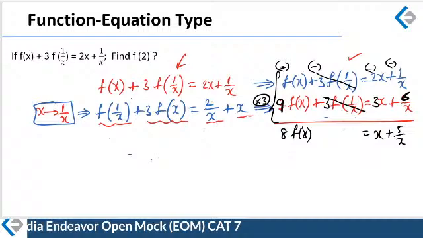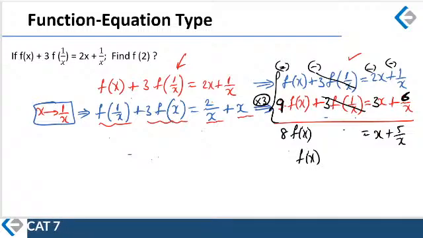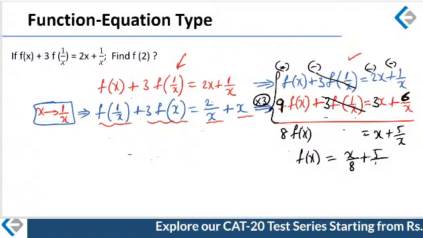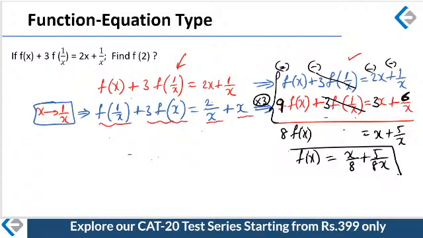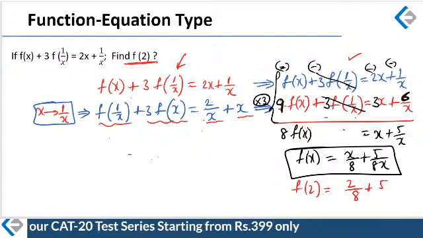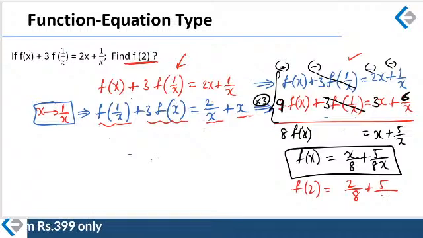Now, what is f of x? Divide throughout by 8. Therefore, this is nothing but x by 8 plus 5 by 8x. Now this is f of x. Now you got what you wanted. Can I find f of 2 now? The author is interested in finding f of 2. Yes, f of 2 is nothing but 2 divided by 8 plus 5 divided by 16. 8 into 2 is 16. Okay, I can simplify this, no problem.